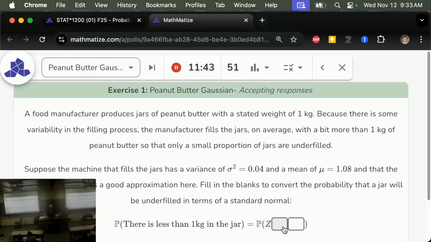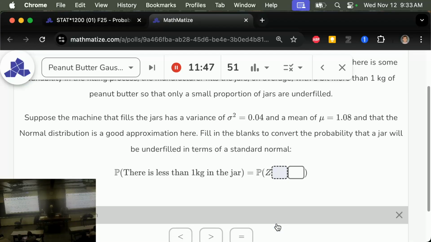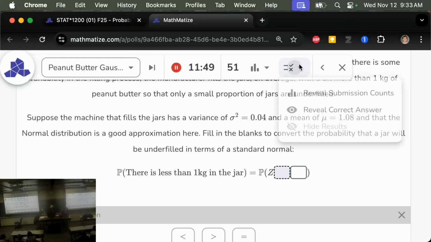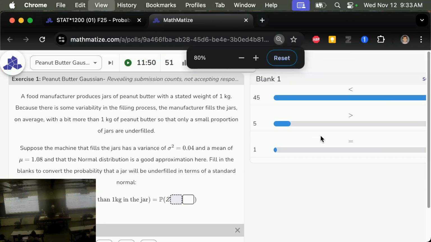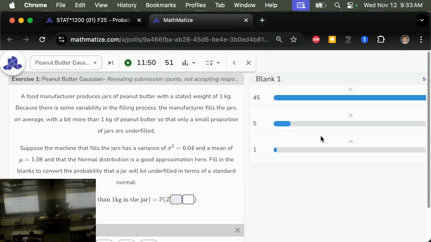And in this situation, what did we become? So Z is blank blank. And the first blank everyone wrote, what did they write? 45 people wrote less than. That's very good. So it's going to be Z is less than something. Of course, by symmetry, you could flip it and turn it into greater than something else. But less than is a little bit more natural. I would go less than as well.